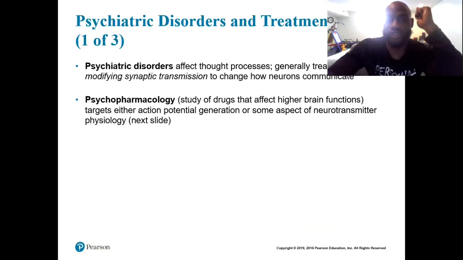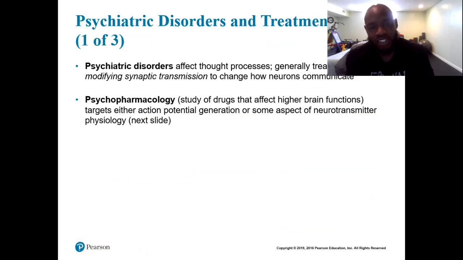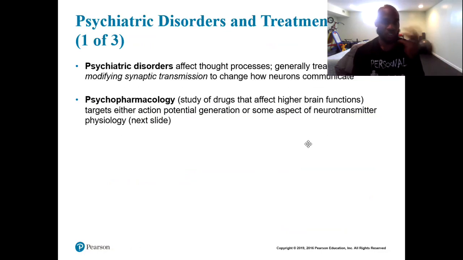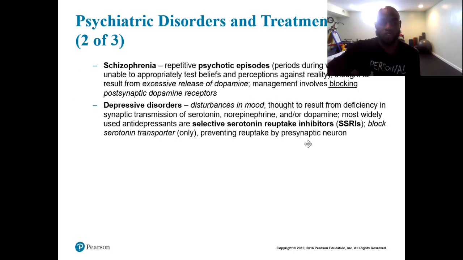There are some psychiatric disorders and treatments. Psychiatric disorders affect your thought, generally treated by modifying the synaptic transmission, how our neurons communicate, basically. Psychopharmacology, drugs that affect your brain functions, which can target either the action potential generation or some aspect of the neurotransmitter, which makes sense if we can control one of the two. Here are some illnesses that I'm sure some of you have heard of, are familiar with, maybe even know somebody, or maybe have struggled with yourselves.